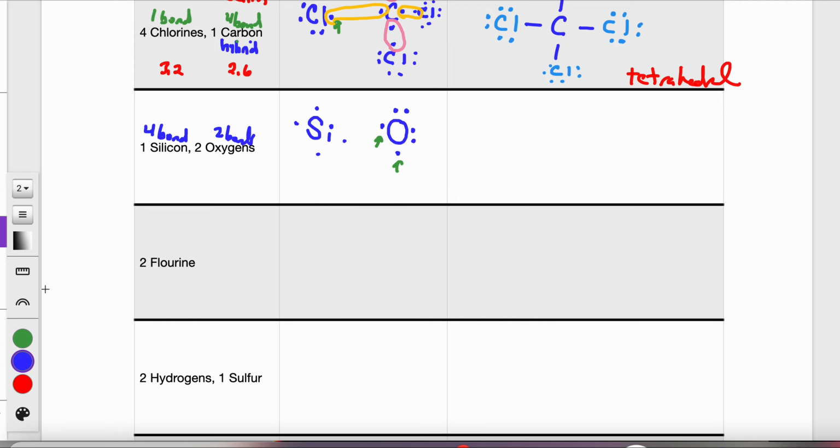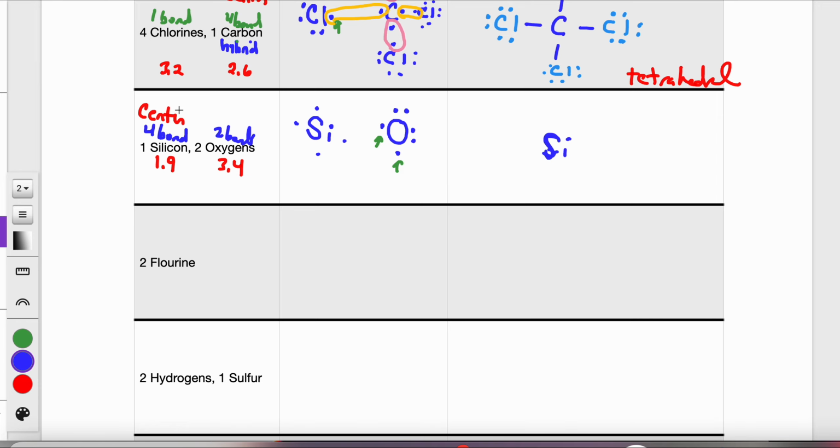When I look up electronegativity values, silicon's electronegativity is around 1.9. Oxygen is 3.4. So silicon has the lower electronegativity and the most bonds. So this is what I'm going to pick for the center of the structure. I'm just going to put Si right there. That's going to be the center, and I'm going to build around it. It's a terrible S.